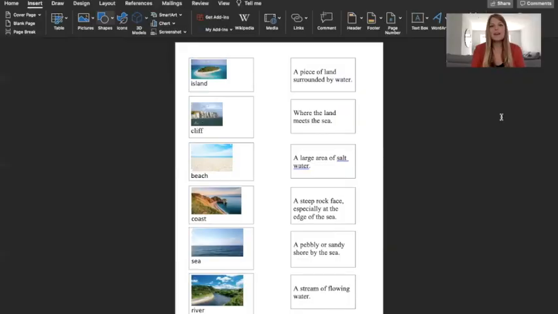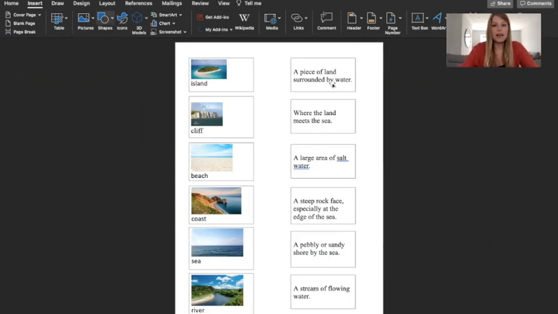Today, I've got a brand new idea of a challenge that I would like you to do. Now, when I was looking at the story of the snail and the whale, I noticed that there was lots and lots of either geographical vocabulary, which means words linked to the geography in the book, or as I was exploring the pictures, there were lots of really interesting things which you might not know what they are called.